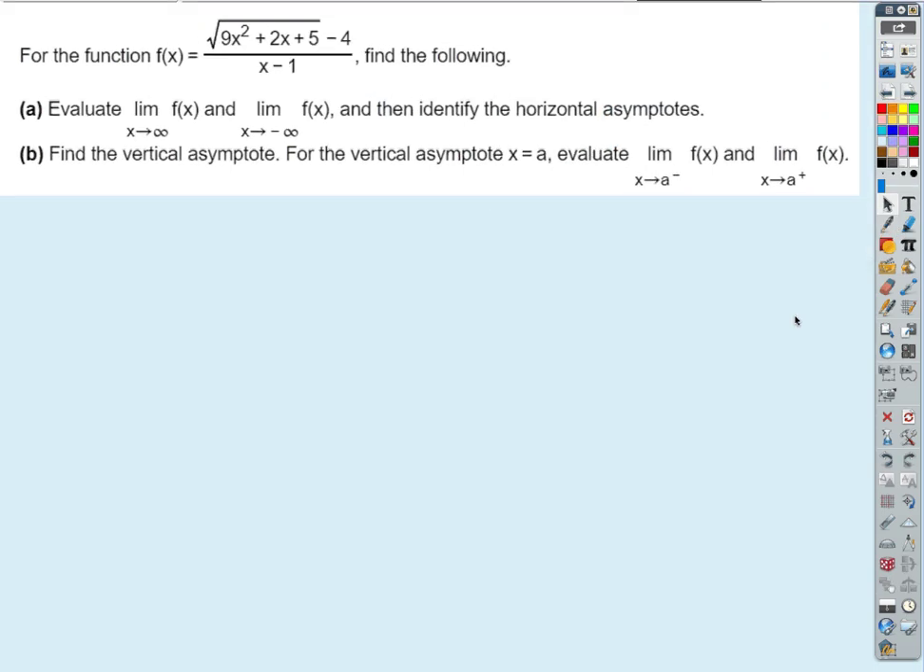We've got this function. Is that a rational function? No, sir. It is not. You're right. It's not a rational function. Find the following. Evaluate the limit of f of x as x approaches infinity and as it approaches negative infinity, and then identify the horizontal asymptotes. Okay, good. Find the vertical asymptote. For the vertical asymptote x equals a, evaluate the limit as we approach a from the left and from the right.